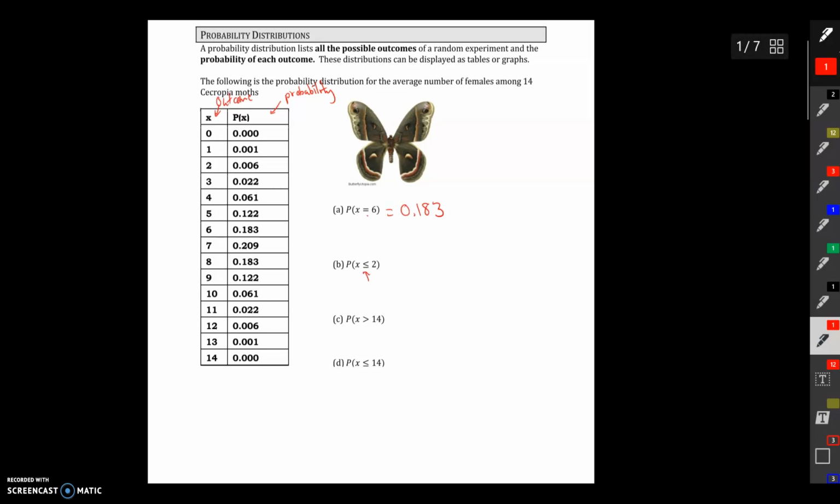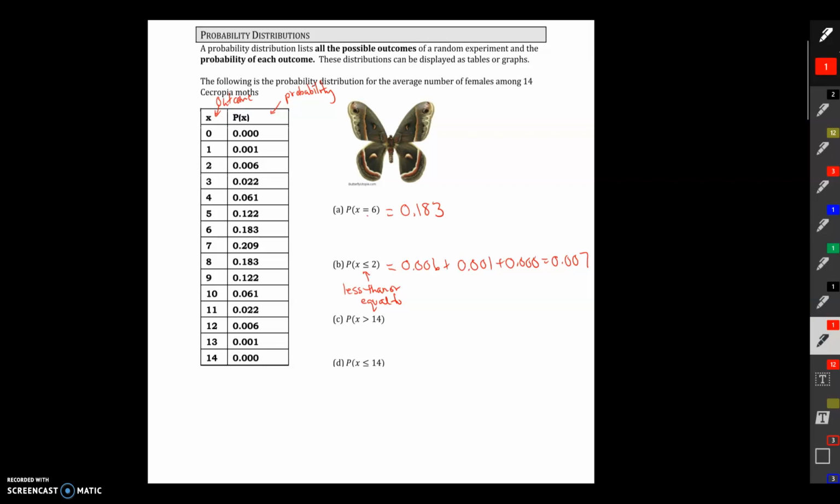Okay. The next example in our notes, we've got the probability that x is, and then we see this symbol, okay? We might recognize that that symbol is less than or equal to. So what's the probability that we have 2 or fewer moths is another way we could think about that question. And so to figure that out, we'd have to look at, well, what's the probability that we have 2 female moths, or 1 female moth, or no female moths. Adding those up, we get our answer is 0.007.